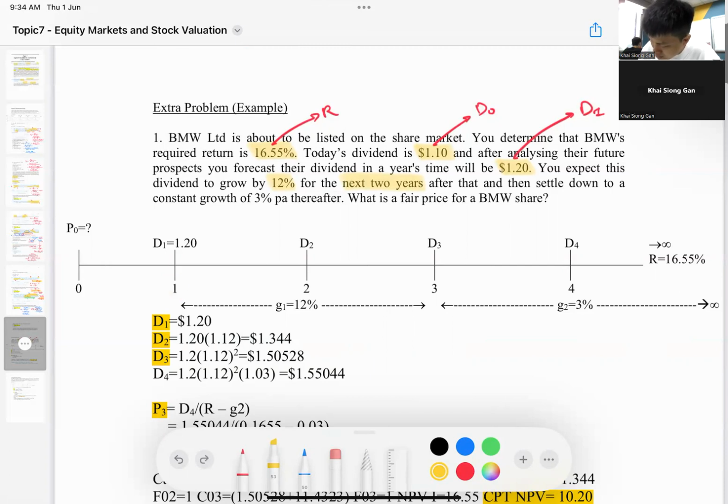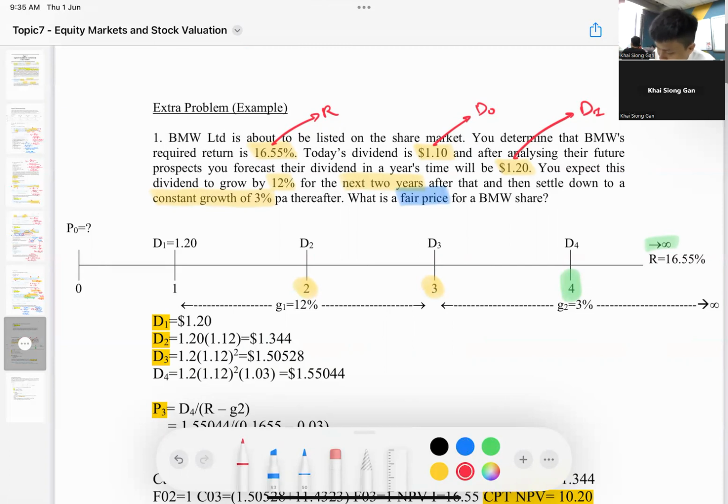12% for the next 2 years. That means this one. And then settle down to a constant growth rate of 3% per annum forever. So that means after the 2 years, it will grow 3% forever. Okay. So what is the fair price? Fair price means share price. Okay, what is the share price of BMW?